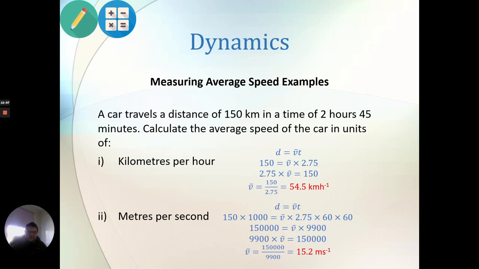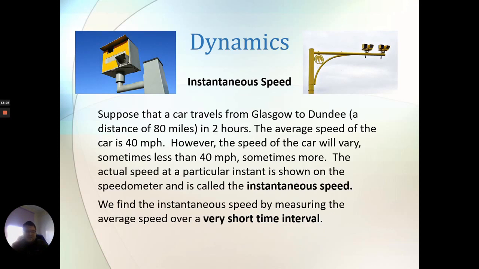Kilometers per hour, meters per second, all you do is take your number in kilometers per hour, divide it by 3.6, and you now have your value in meters per second. And it works the other way around. If you want to convert up to kilometers per hour, take your number in meters per second and times it by 3.6. Now we also have to have instantaneous speed.